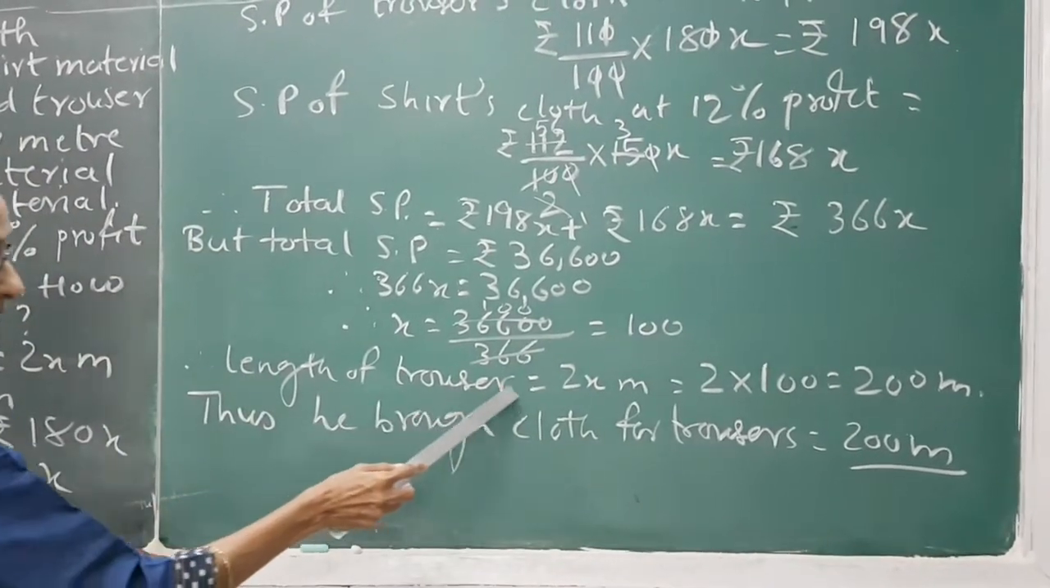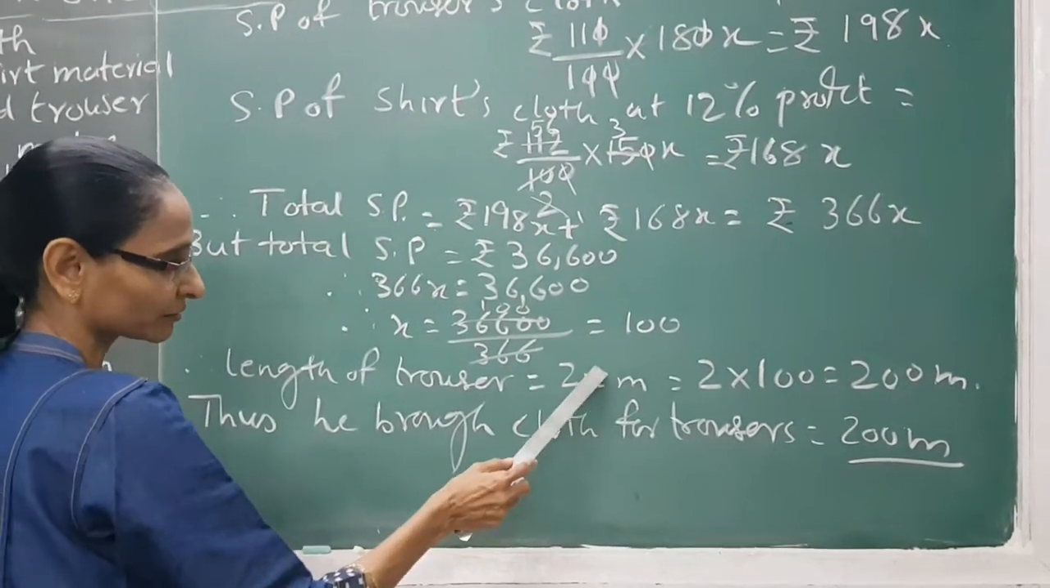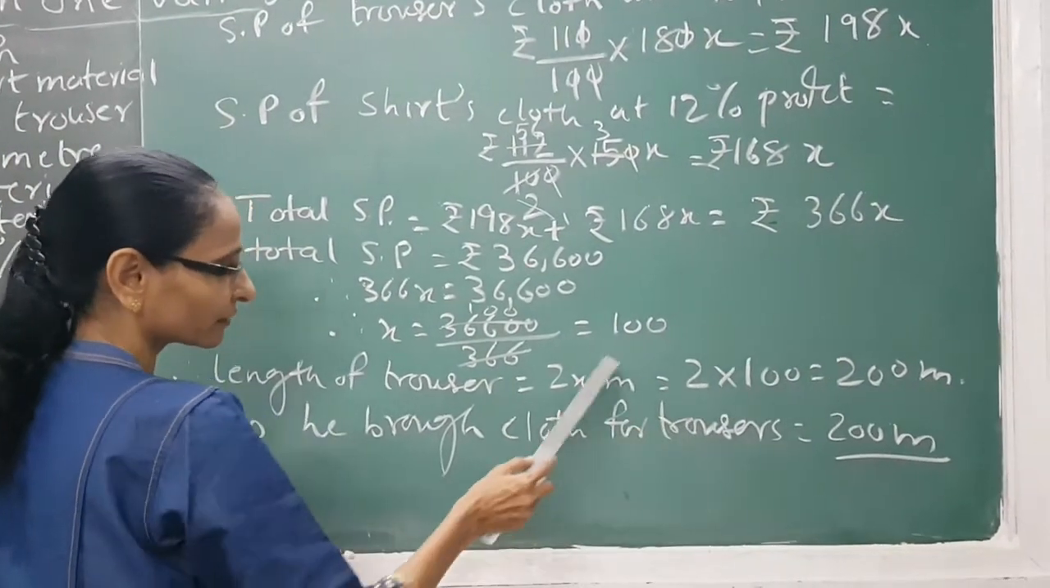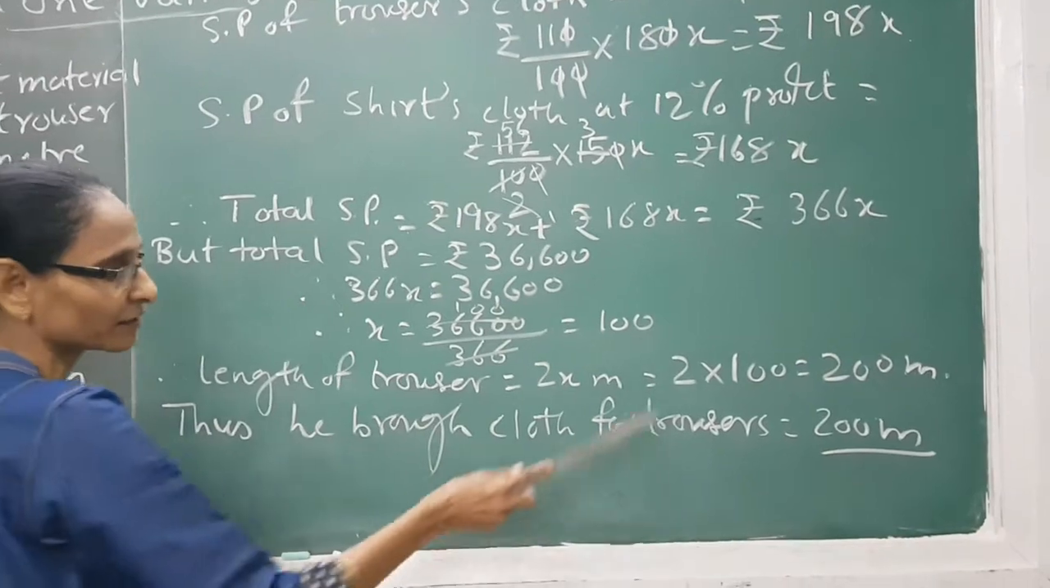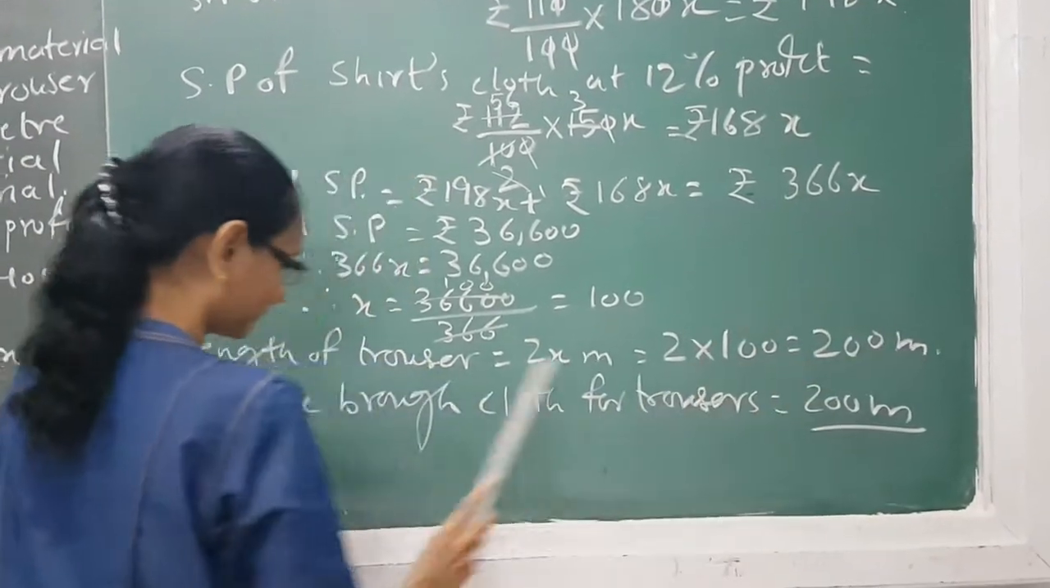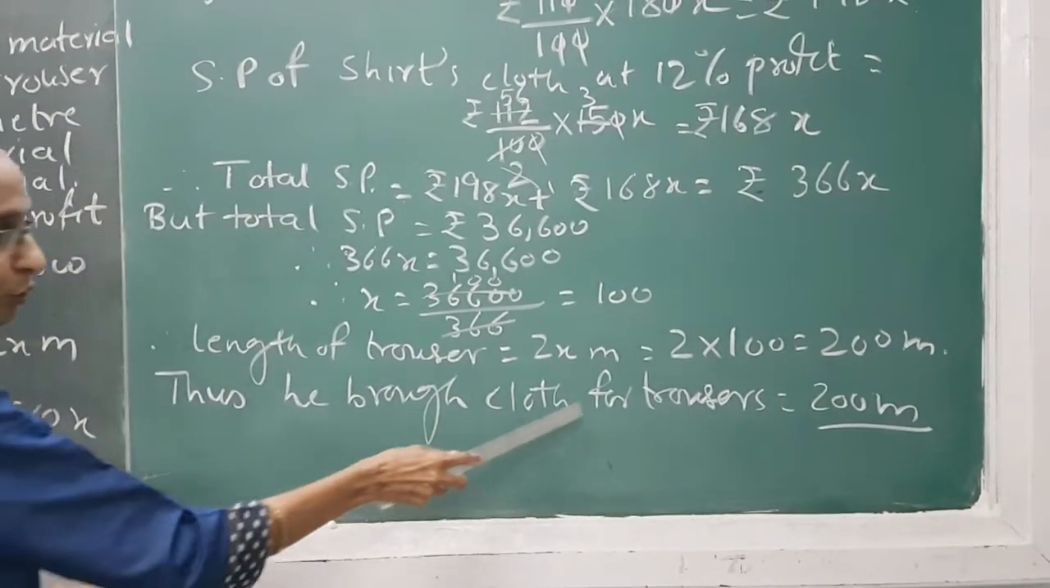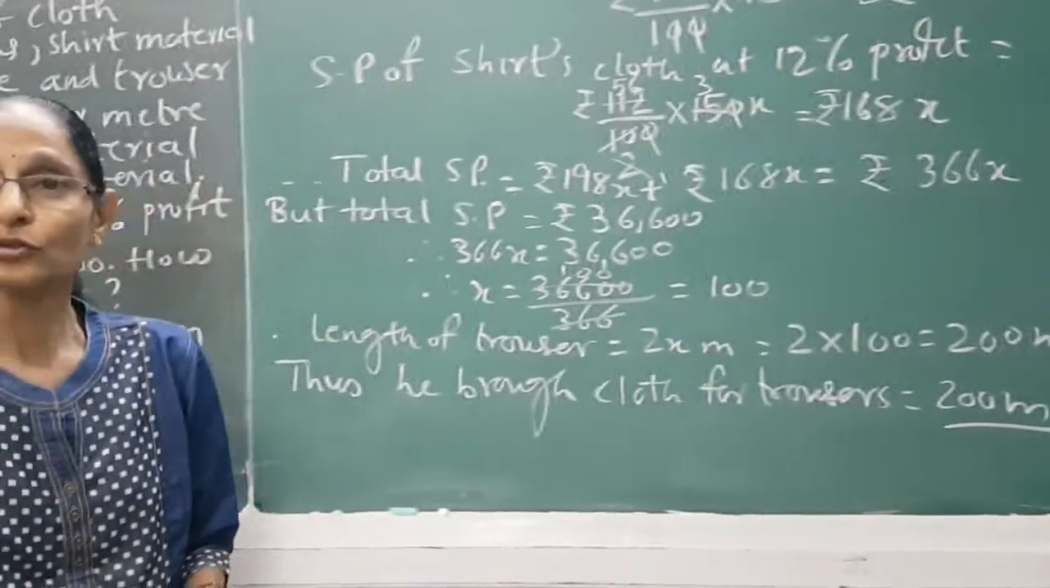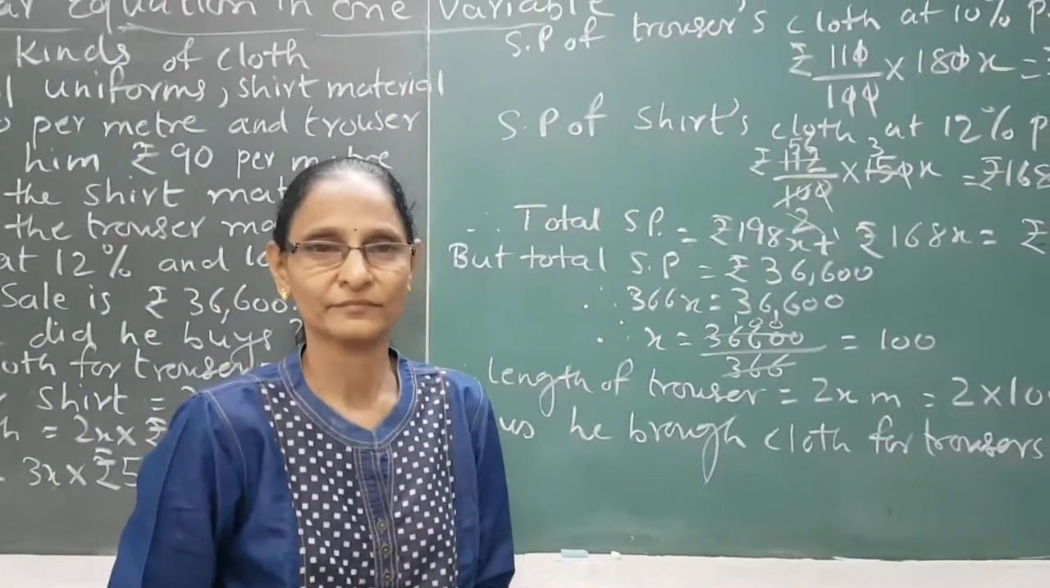Now, the length of the trouser cloth is 2x meters, which is 2 into 100 because the value of x is 100. So 2 into 100 is 200 meters. Thus he bought 200 meters of cloth for trousers.